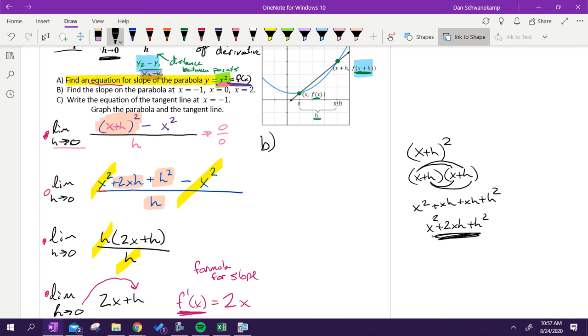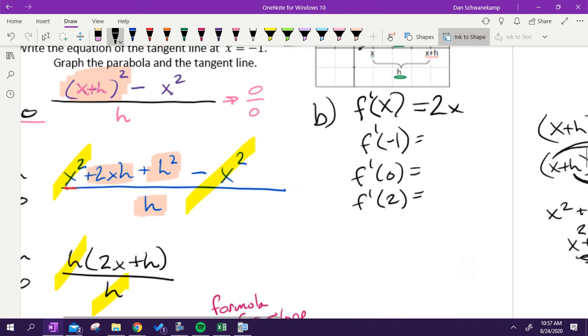For part B, it asks you to find the slope of the parabola at -1, 0, and 2. So what they're asking us to do is to plug into this f prime of x formula. We said f prime of x is 2x. We are trying to find f prime at -1, f prime at 0, and f prime at 2. We're finding it at three spots. Once you have an equation, this is easy. Then I'm just plugging in.